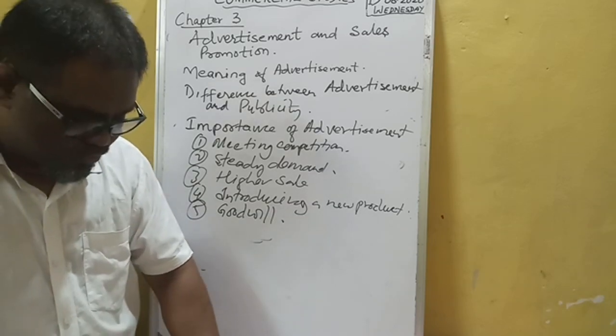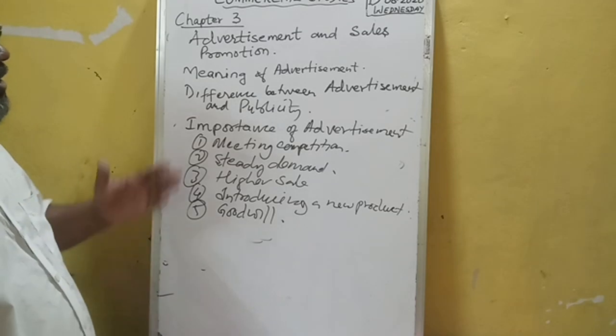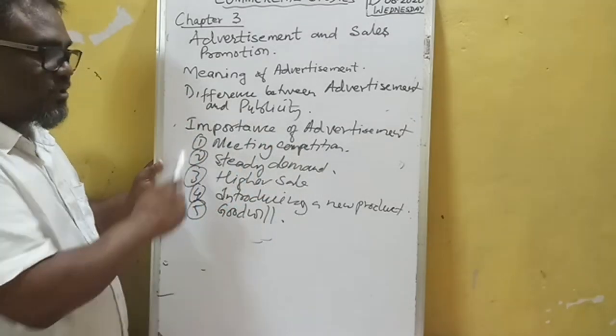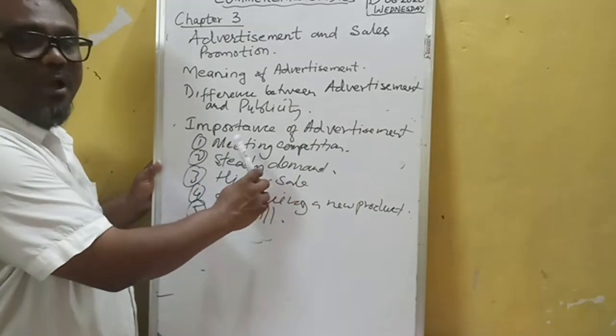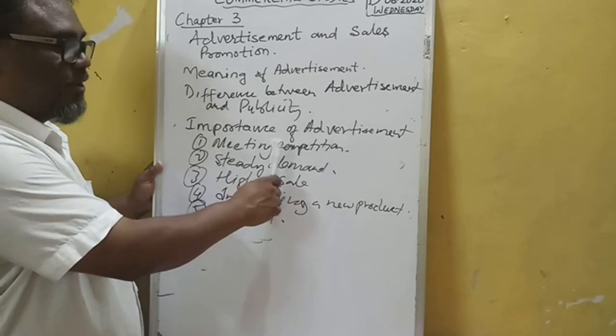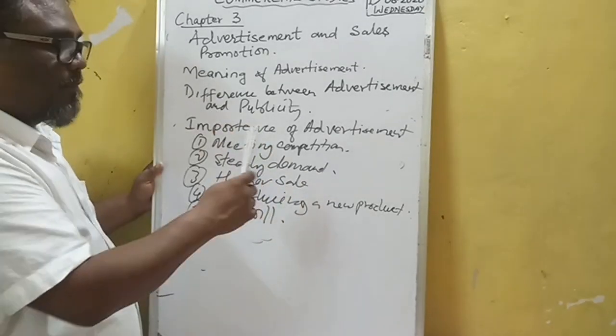So to the customers, you can see advertisement. These are the importance of advertisement to the traders, producers. Meeting the competition: a producer has to face so many competitors in the market selling similar products, different brands.